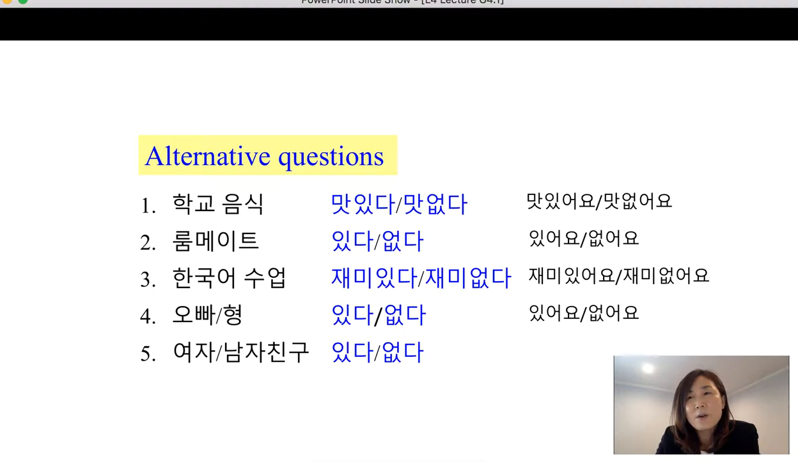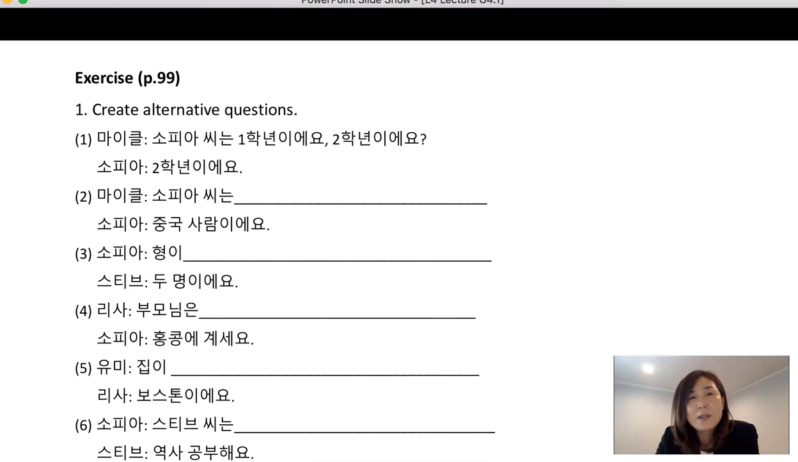오빠가 있어요? 없어요? 여자친구가 있어요? 없어요? Now please turn to textbook page 99, exercise 1. Create alternative questions.